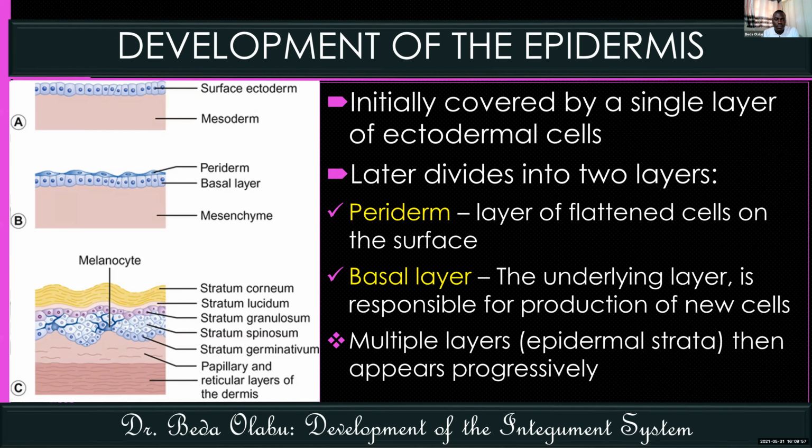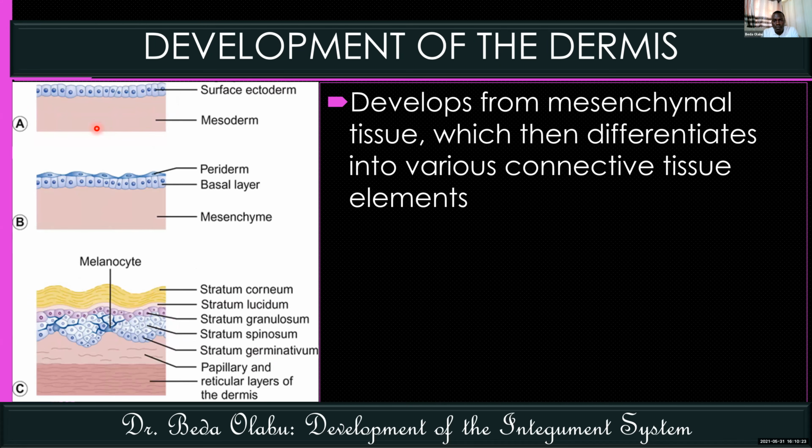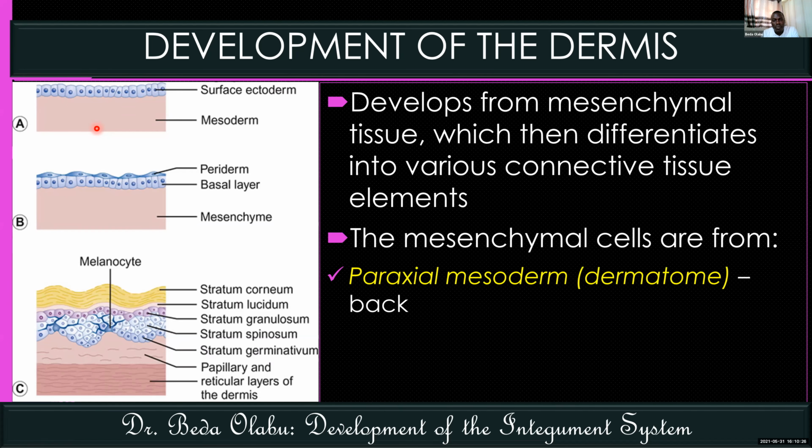How about the dermis? So the dermis is a connective tissue layer. Initially, this is mesenchymal. I hope you remember what mesenchyme is, the primitive embryonic connective tissue. So the mesenchyme that gives you the dermis of the skin has multiple sources. It may come from paraxial mesoderm. And the mesenchyme from the paraxial mesoderm is the one we called dermatome. That one gives you the dermis of the skin of the back.